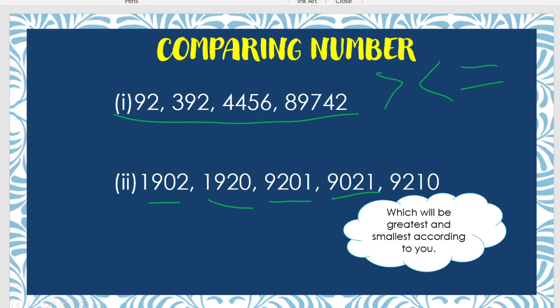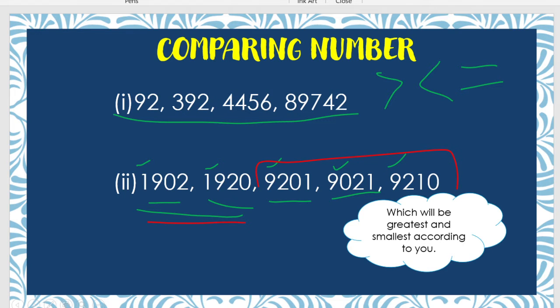To compare these numbers, we have to read these numbers. First we have to start with the greatest digit. To find which number is greater, we start from the greatest place. In the second question, all the numbers have 4 digits. We check the first digit of each number. This is 1, this is 1, this is 9, this is 9, this is 9. It means these two numbers are small, and these three numbers are greater.